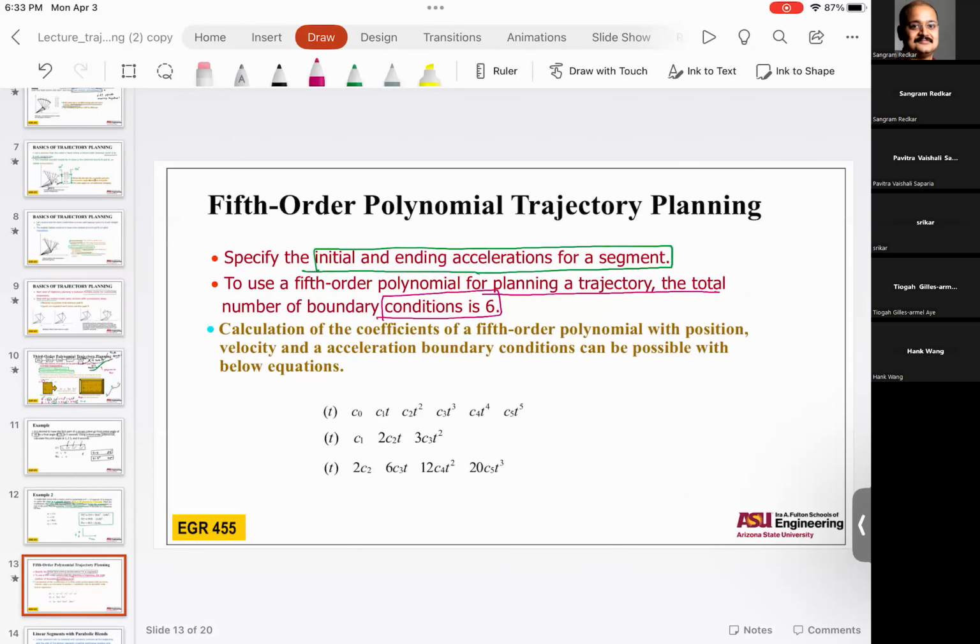So what you are going to do is the exact same technique. You are going to take the equation. This is theta of t, this is theta dot of t, and you have theta double dot of t. And then you substitute those values and get the values of those coefficients C1, C2, C3, and so on.